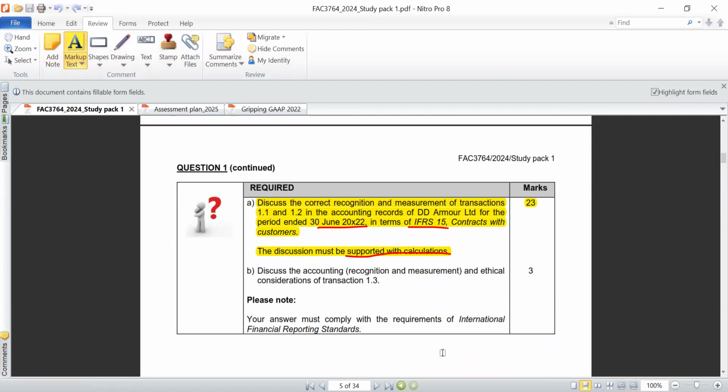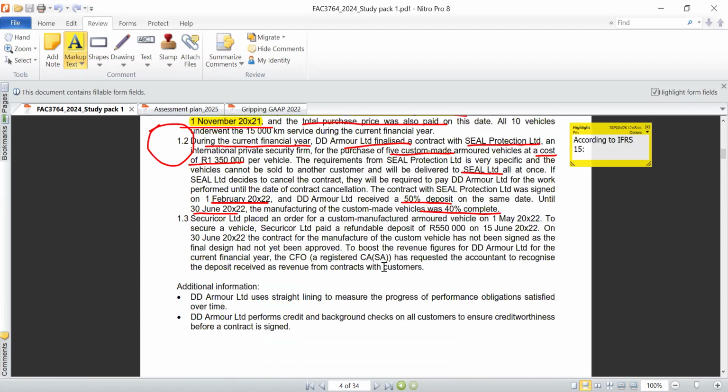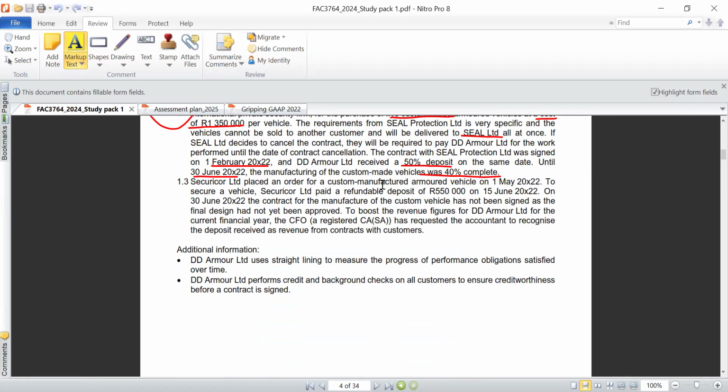Right. And then question B, discuss the accounting and ethical consideration of transaction 1.3. Let's see transaction 1.3. Placed an order for a custom-made manufactured armored vehicle. Paid a refundable deposit of 550,000 on the 15th of June, 2022. On the 30th of June, the contract for the manufacture of the custom vehicle has not been signed as the final design had not yet been approved. Now, to boost the revenue figures for DD Limited for the current year, the CFO has requested the accountant to recognize the deposit as revenue from contracts with customers.